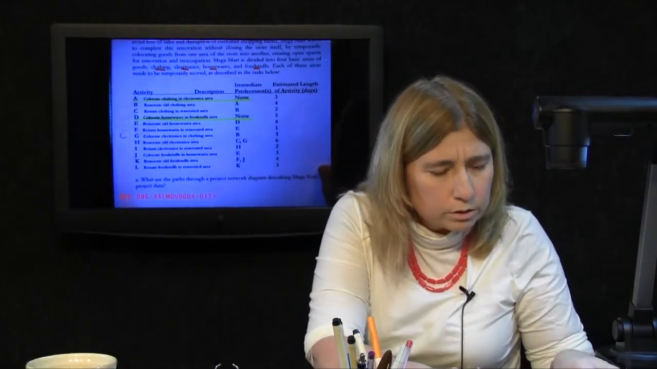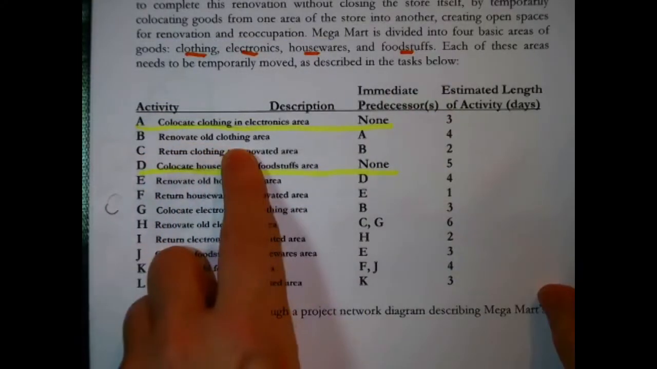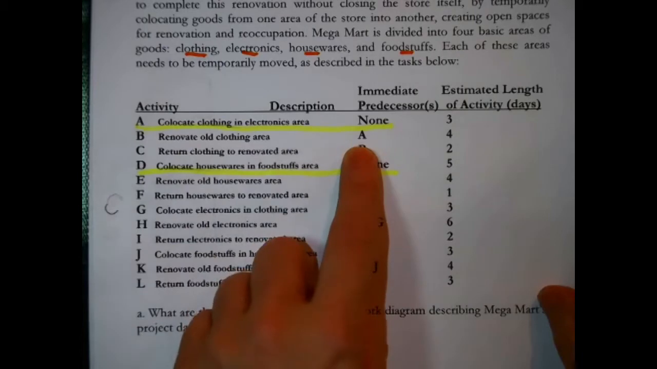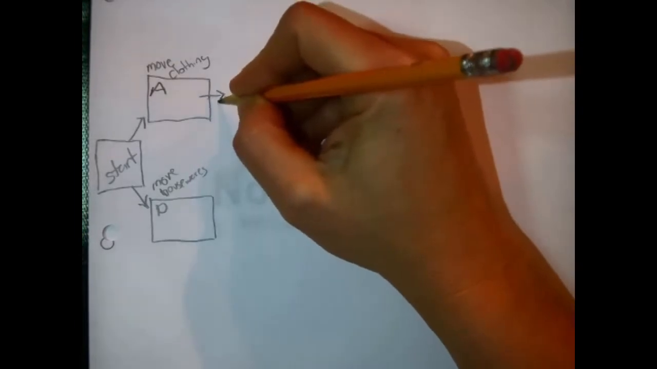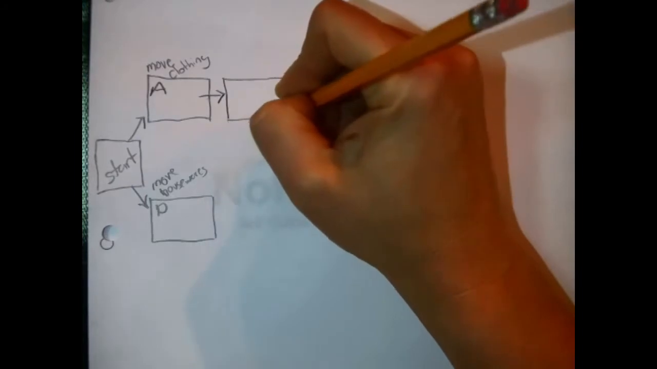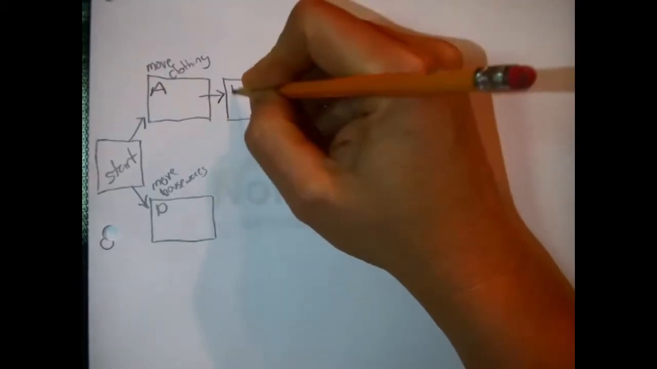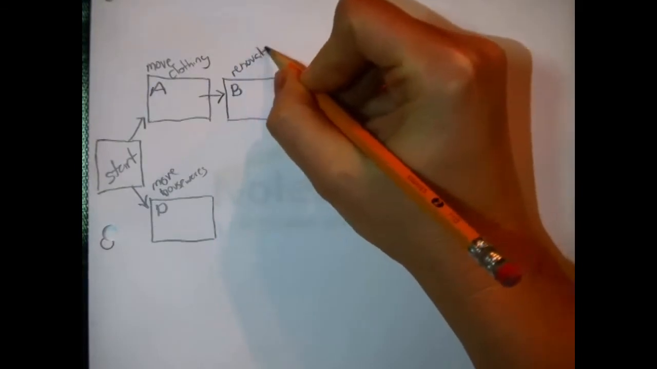Well, now we start building the network based on what we've already drawn. I'm looking at the information again, and I notice, okay, B, renovate the old clothing area, has A as an immediate predecessor. That makes sense. Once you've moved the clothing, the actual stock, out of that area, you can proceed with the renovation. So this represents renovate, specifically renovate clothing.